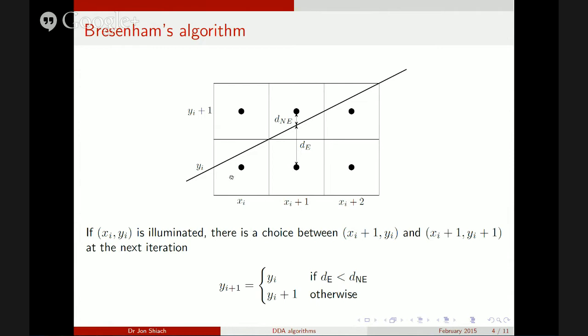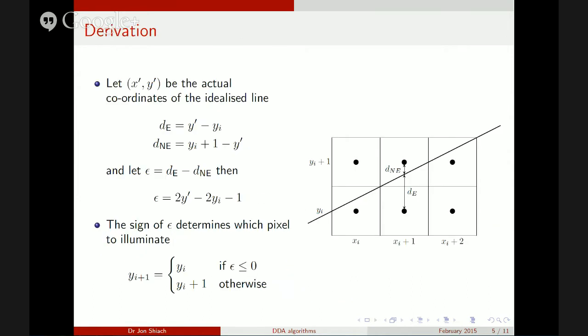If xi, yi has been illuminated, we know what xi plus 1 is because that's just adding 1 to xi, but we don't know what y subscript i plus 1 is. But we can improve on this because, remember, pixels are just 1 unit wide. So the distance between these centers is going to be 1. Therefore DNE and DE are going to be some fraction less than 1, and I mentioned we don't want that. We want integers. So we do something quite cunning here.